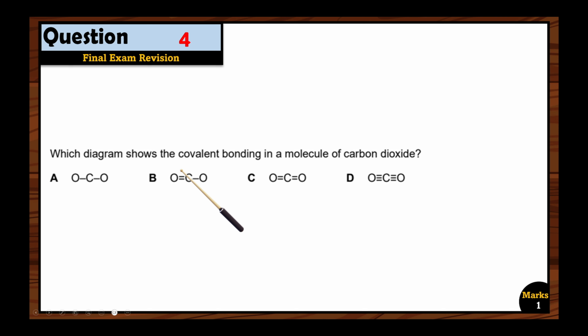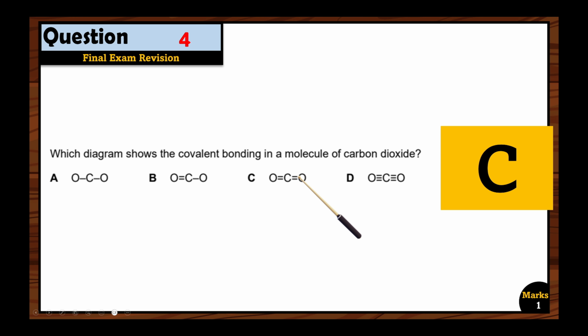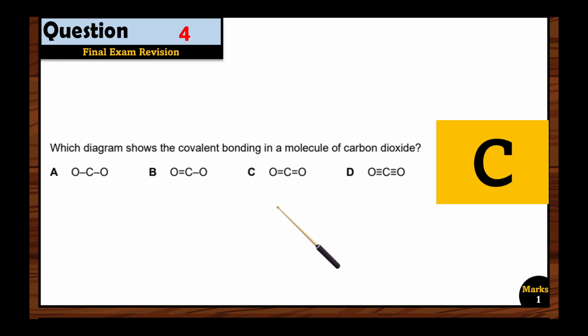Question 4, which diagram shows the covalent bonding in a molecule of carbon dioxide? It's simple, carbon belongs to group 4, so it needs 4 electrons in its outermost shell. What does it mean? It means it will make 4 bonds. So can you see where it is making 4 bonds? Yes, here in option C. 2 bonds with one oxygen and 2 bonds with the other oxygen. So in total it is making 4 bonds. So option C is correct.